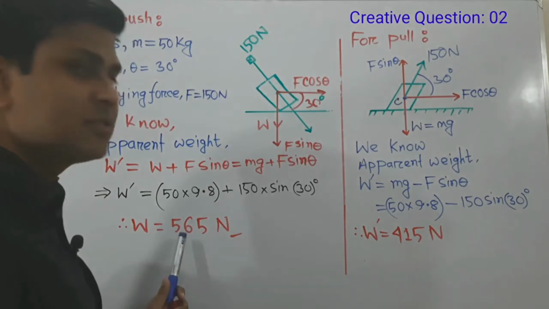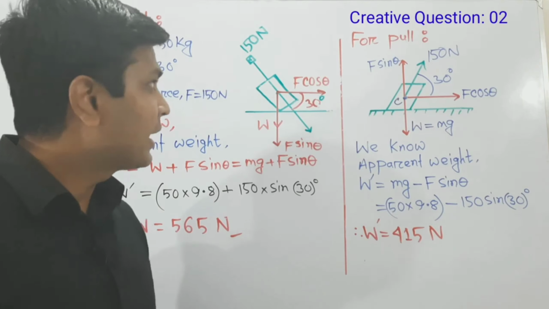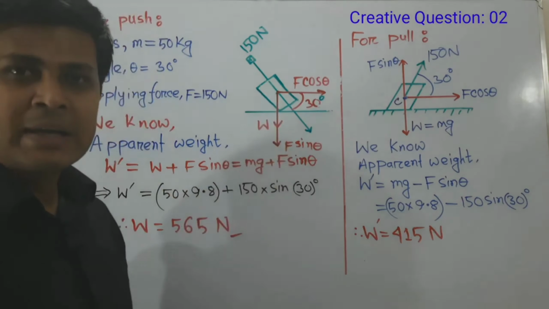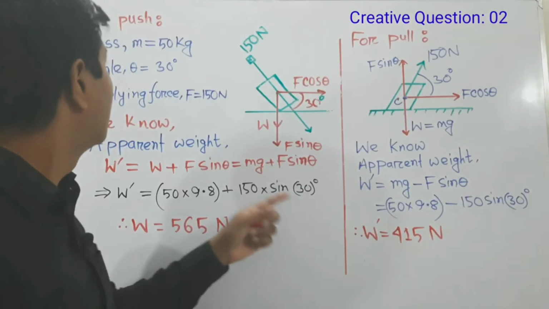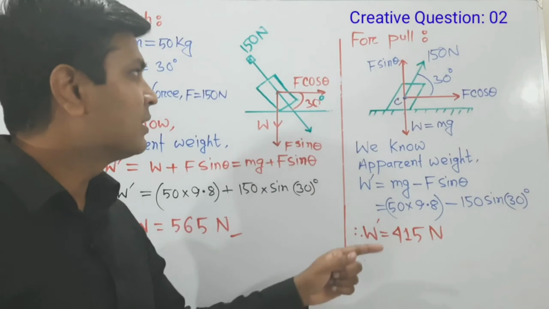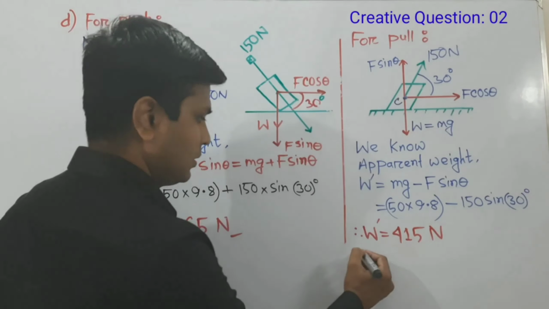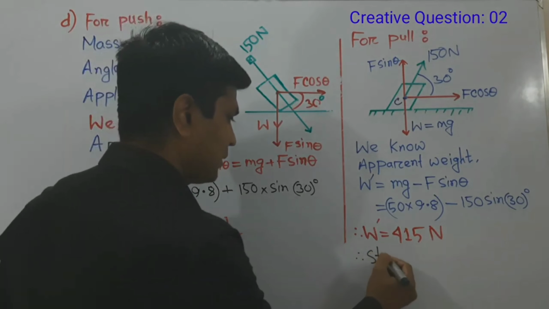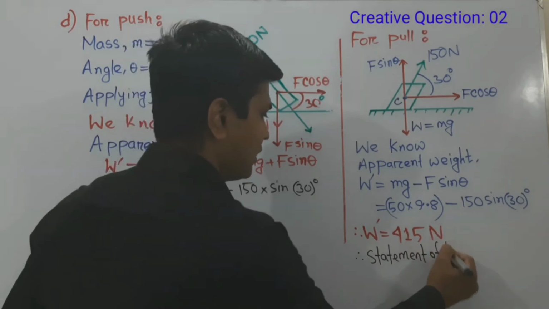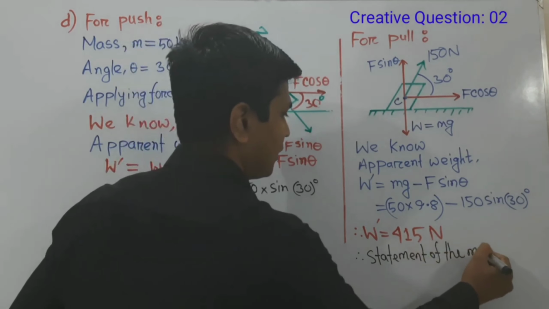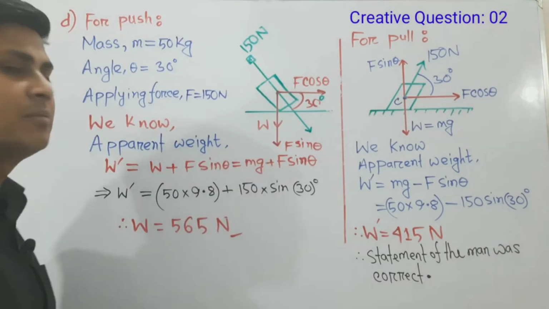Now compare the apparent weight in case of push and in case of pull. The apparent weight in case of push is more than in case of pull. That is why in case of push the weight of the body is increased. That is why the friction is also increased and it is difficult to push the suitcase rather than pull. So the statement of the man was correct. Therefore, we can write statement of the man was correct. This is the solution of question number D.